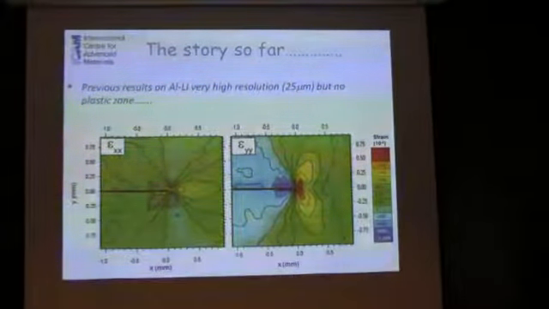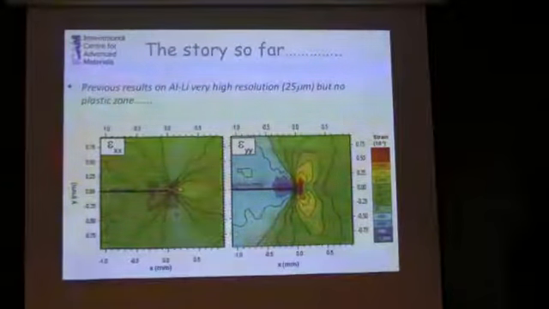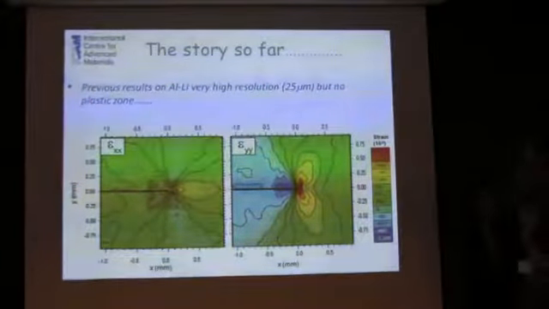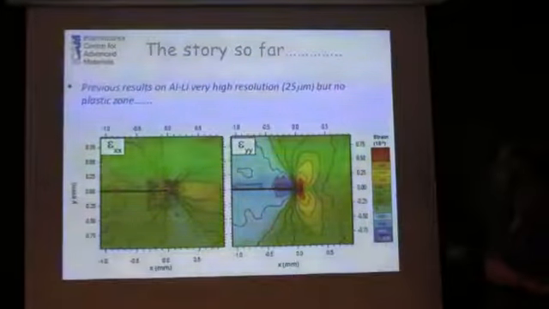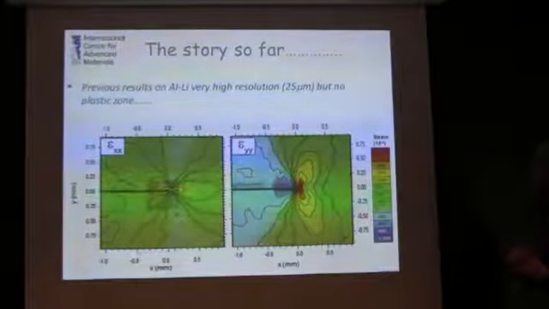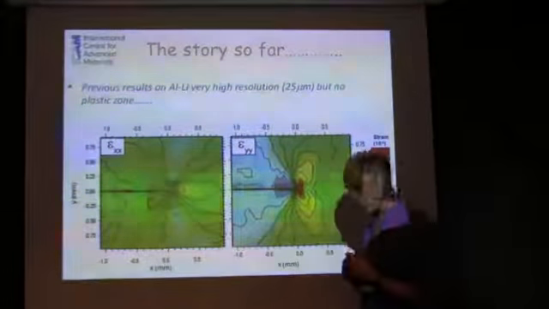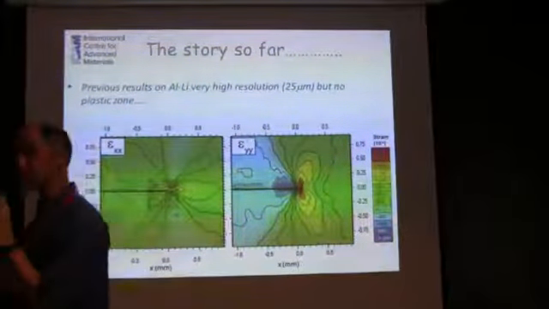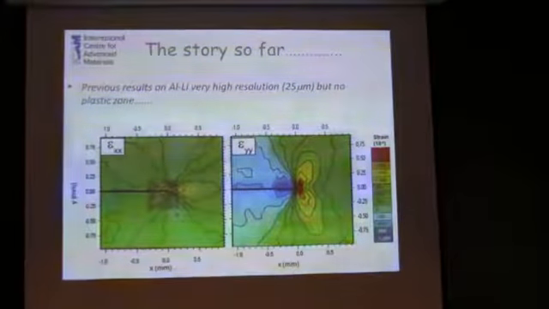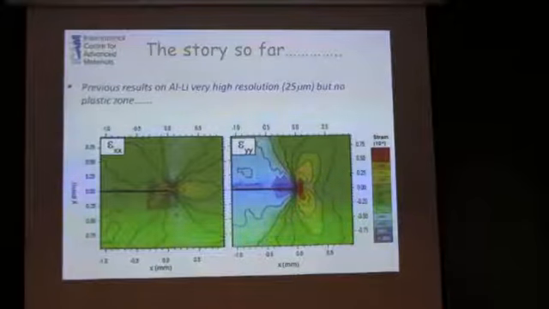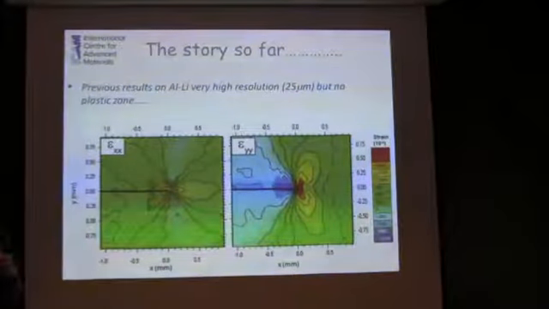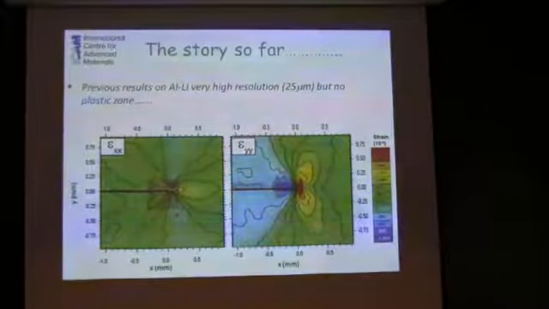Now, just to tell you where we got to, we started with Lyndon and Jean-Yves, and we worked on a very, very fine aluminium lithium alloy with a very, very fine grain size, and we were able to make measurements at 25 microns. The trouble with this material is we get beautiful maps, it all worked great, except that there's no plasticity in this material, so we couldn't really see much going on in terms of plastic work.